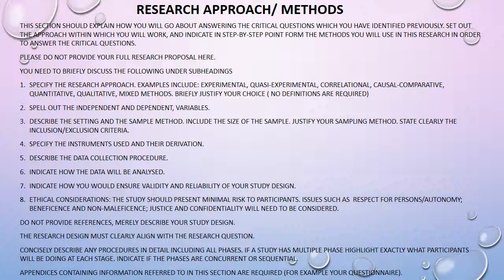Concisely describe any procedures in detail, including all phases. If a study has multiple phases, highlight exactly what participants will be doing at each stage. Indicate if the phases are concurrent or sequential. Appendices containing information referred to in this section are required, for example your questionnaire.